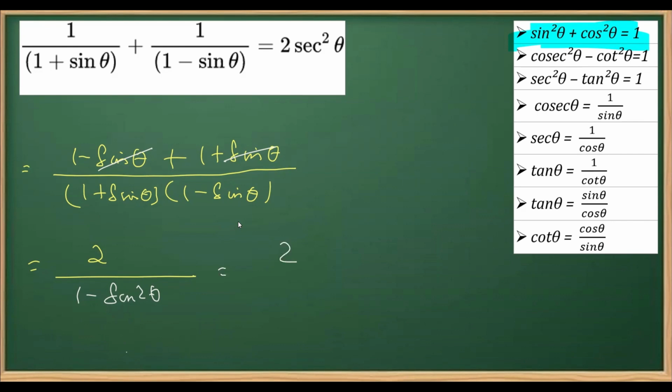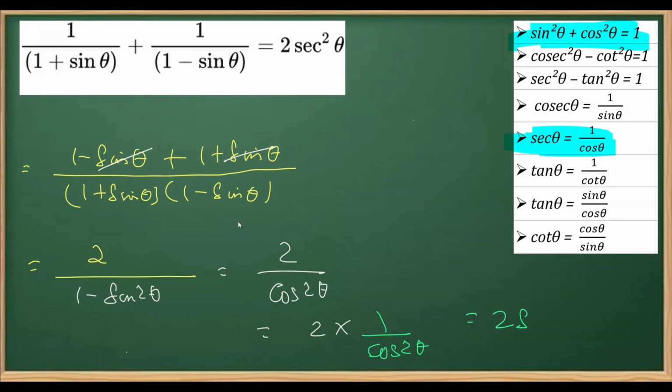This is equal to 2, and this is 1 minus sine square, which is cos²θ. So you can see this is 2 times 1 over cos²θ. Now check what is 1 plus cos²θ. It is sec²θ, right? So you can see that cos and sec are reciprocal to each other. So this is going to be 2 times sec²θ, and this is our RHS. This is what we needed to prove.